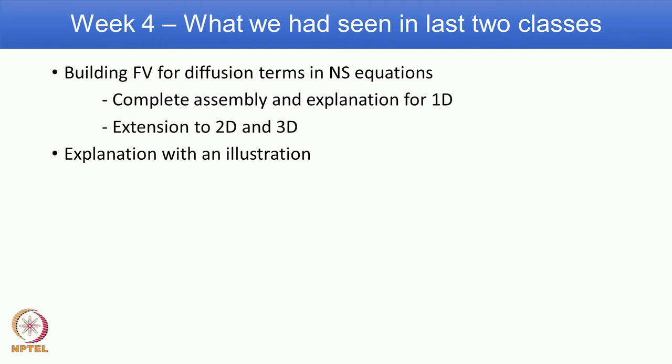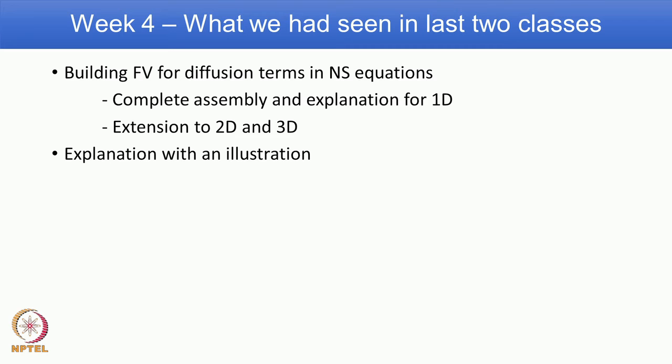In the last two lectures we saw the finite volume strategy for the diffusion equation. We did that in detail. We took an example problem and illustrated it, including implementation of boundary conditions. And last class we also saw how to extend the explanation that we did for one dimension to two dimensional as well as three dimensional.